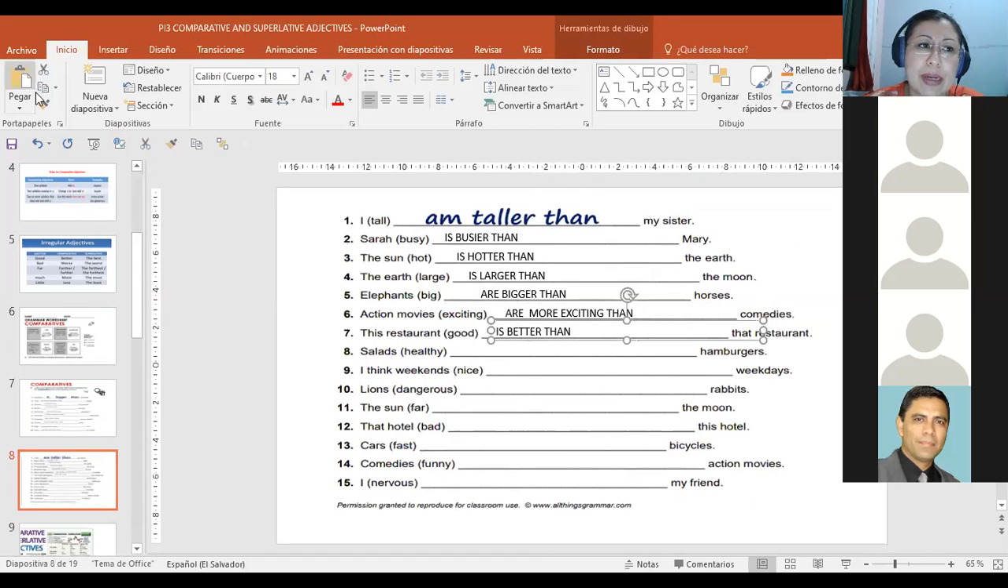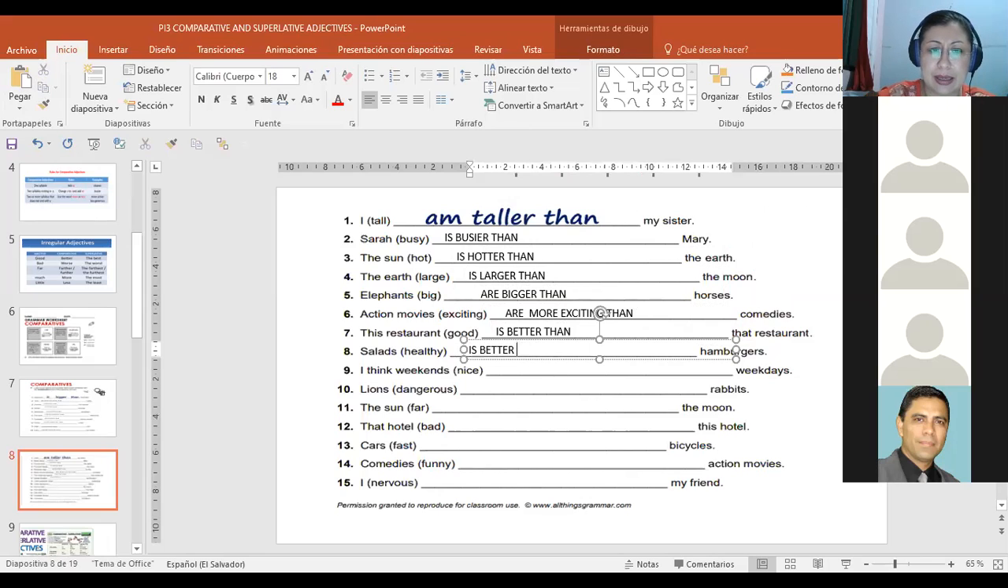Lo vamos a hacer solo para que lo vea. That's why I was telling you that. Es confuso. Yeah, it sounds good too. Healthy salads are... Ajá, sería are. More healthy than hamburgers. Más saludables que. Y es correcto. Podríamos decir healthier, pero suena un poco extraño.